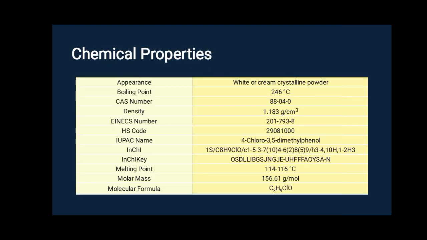Next, chemical properties. Appearance: white or cream crystalline powder. Boiling point 246 degrees Celsius. CAS number 88-04-0. Density 1.183 grams per cubic centimeter. HS code 2908100. IUPAC name 4-chloro-3,5-dimethylphenol. Melting point 114 to 116 degrees Celsius. Molar mass 156.61 grams per mole. Molecular formula: C8H9ClO.